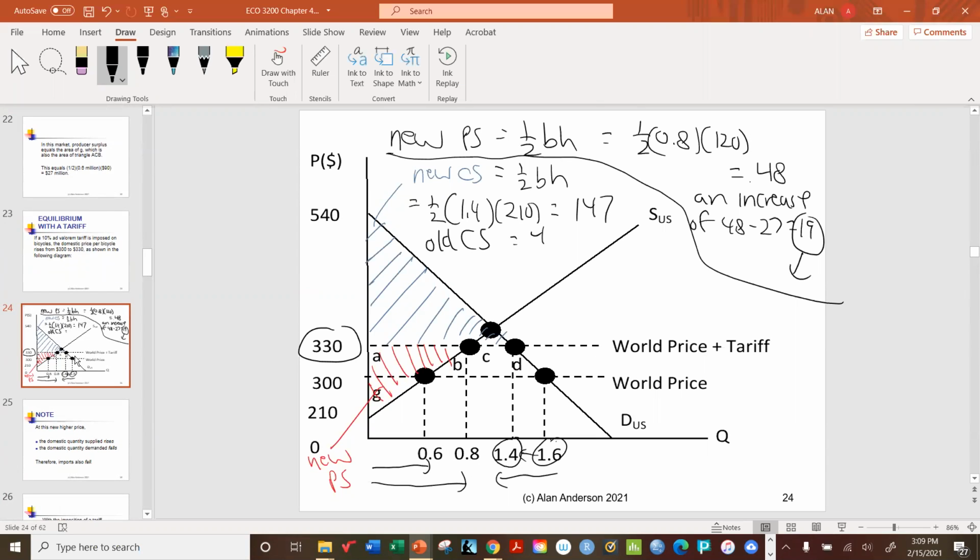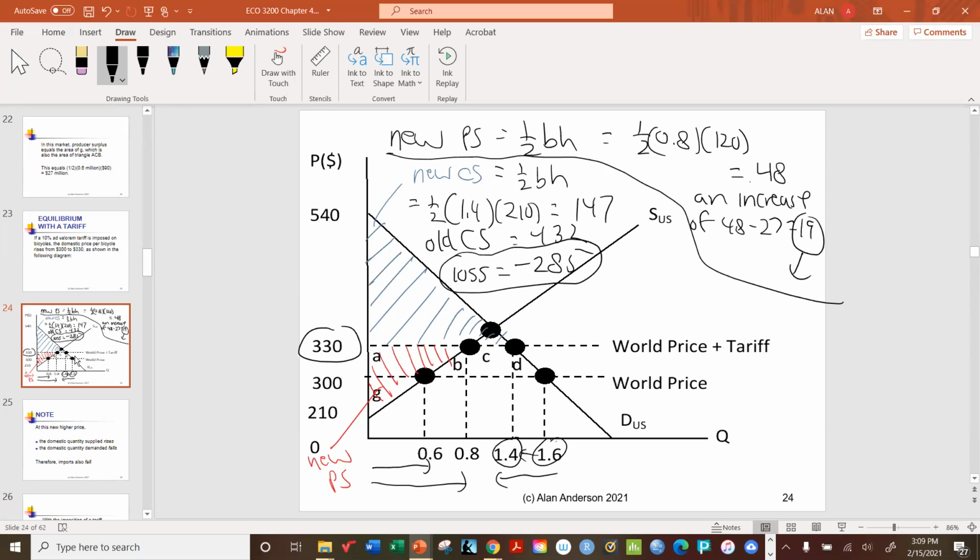Oh no. So the loss of consumer surplus looks pretty big, doesn't it? Negative 285. Now the producers gained 19, and the consumer lost 285. Now here's something we have to keep an eye on. The government is earning tariffs though.